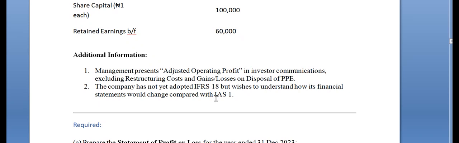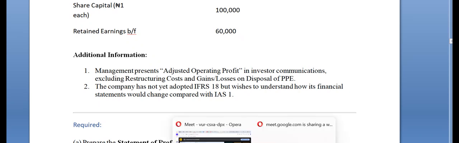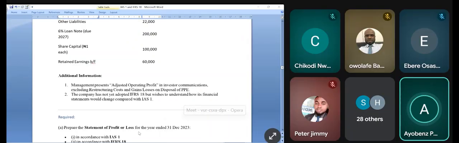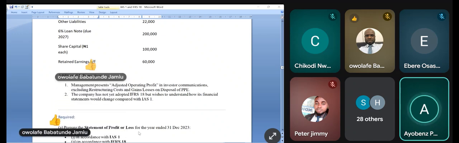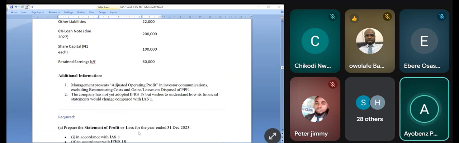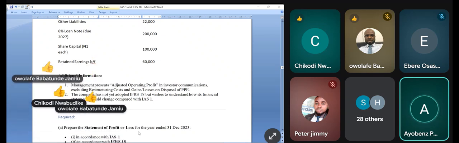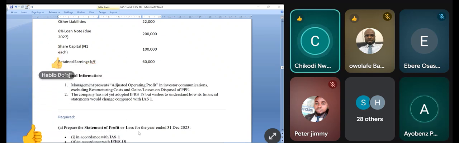Except if we are saying that at this level now, we don't know how to determine it. Please let me know, so that it won't be as if I'm assuming that you know it and then you don't. I'm sure every one of us knows how to prepare the statement of profit or loss in the traditional way, where we get our gross profit, our profit before interest and tax, profit before tax, and then profit after tax. Do we all know how to do it? I want a chorus answer. If you don't know how to do it, just say I don't know.